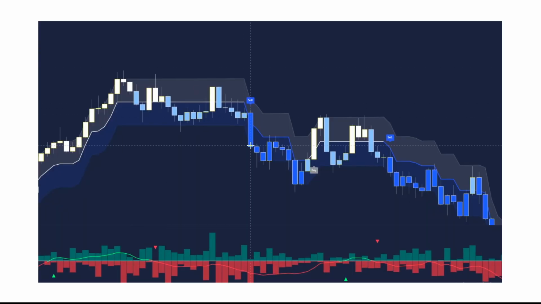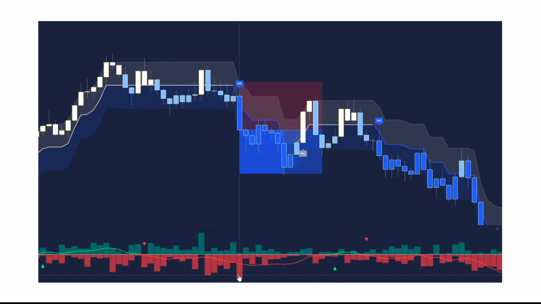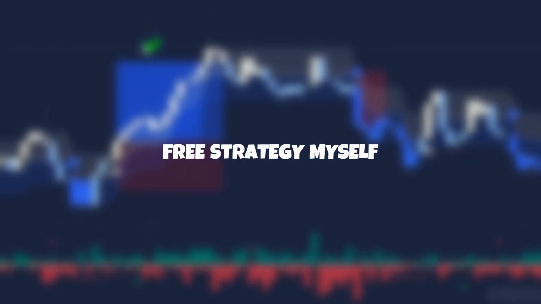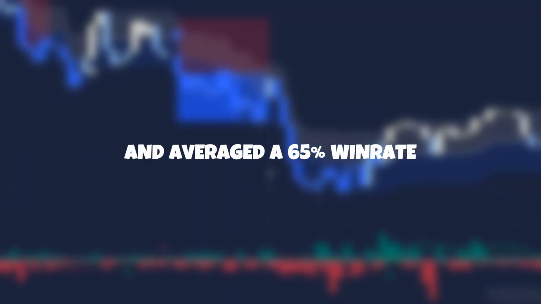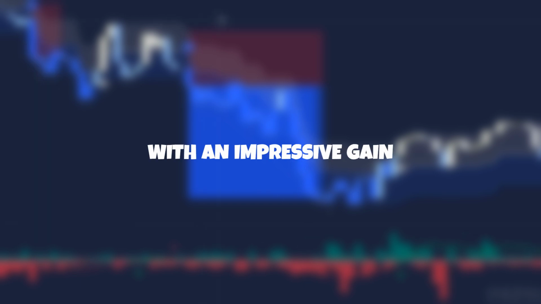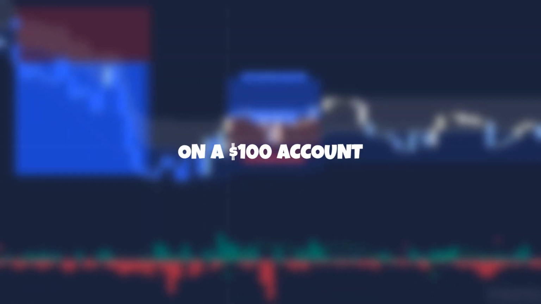We can also see right here an example of a trade that didn't play out. It's important to see losing trades for your overall trading psychology in the markets. Both of these indicators are free and I'm sure you will love to check them out for yourself. I tested this free strategy myself over 100 trades and averaged a 65% win rate across a 2-month period with an impressive gain on a $100 account.